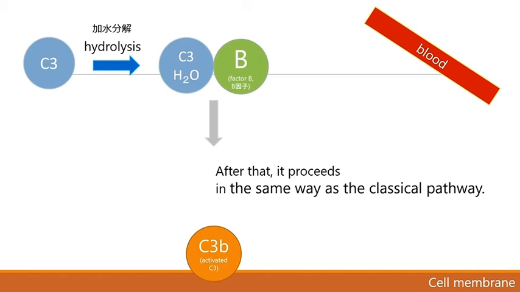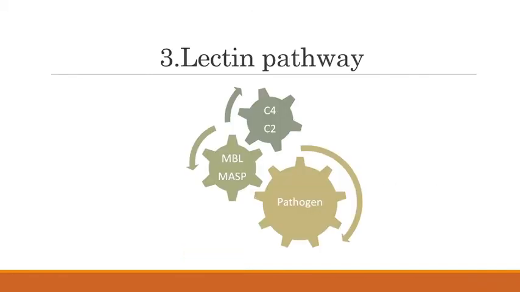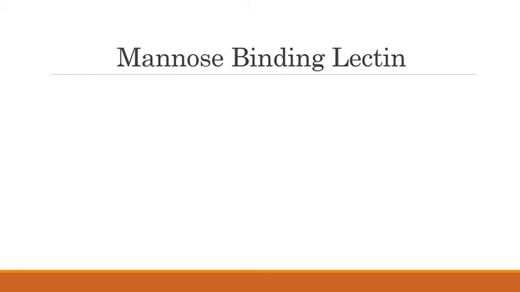Let's introduce the third pathway, the lectin pathway. The lectin pathway is a pathway in which a protein called lectin recognizes the glycan on the pathogen's membrane and activates C4 and C2. Let me explain it with illustrations.